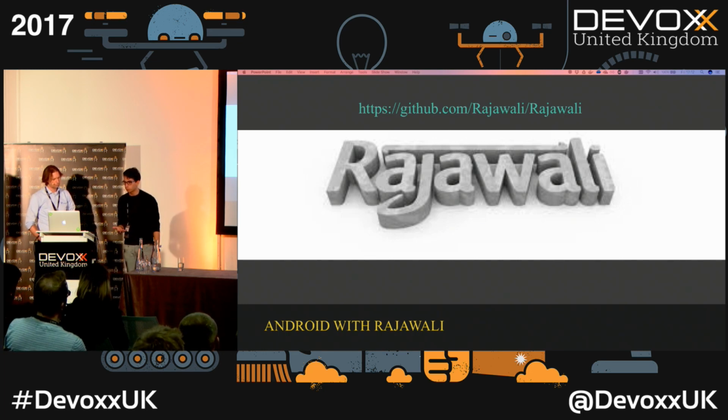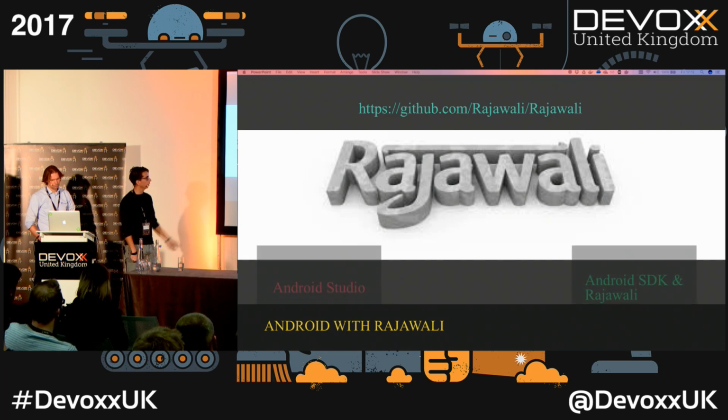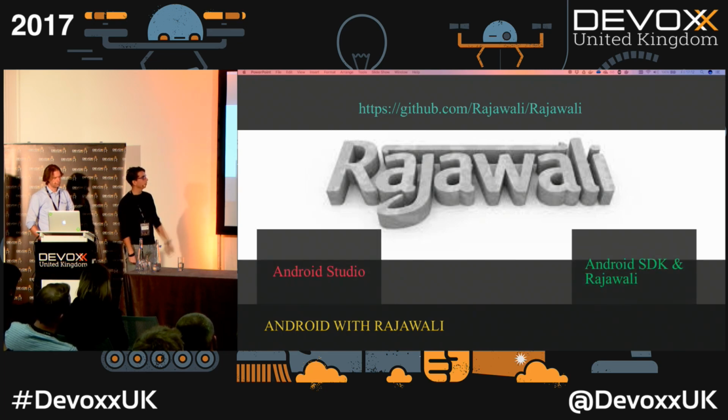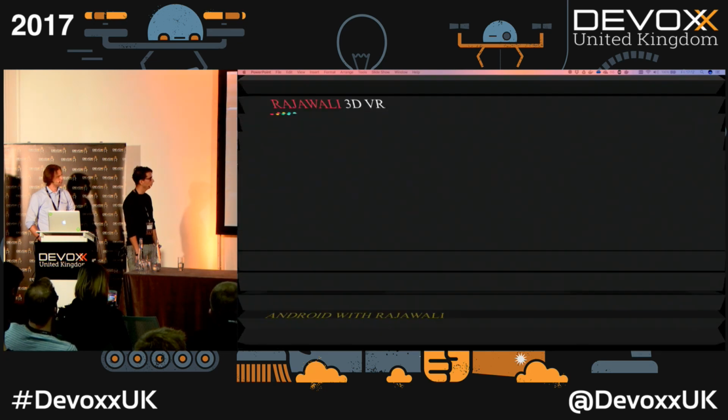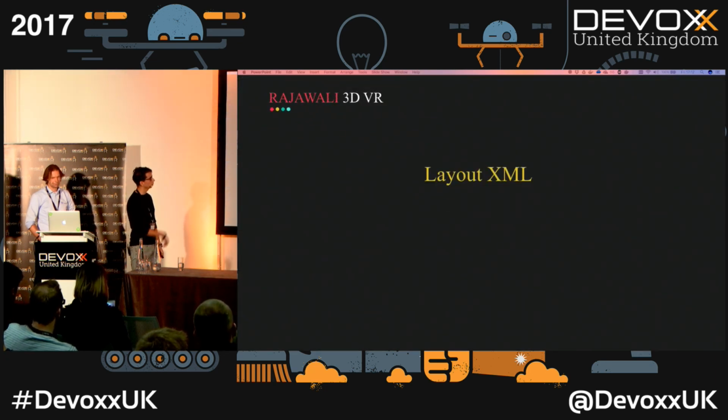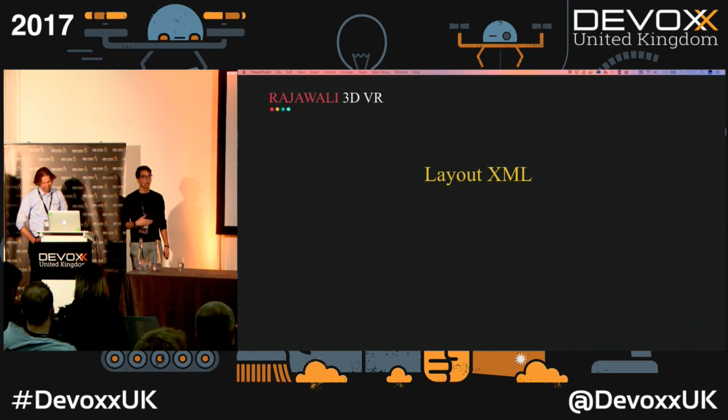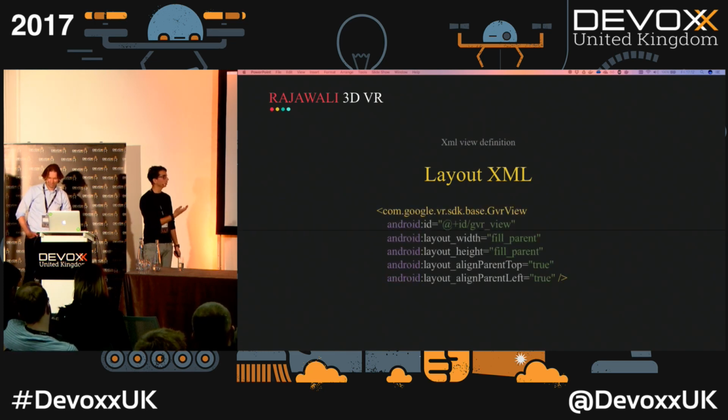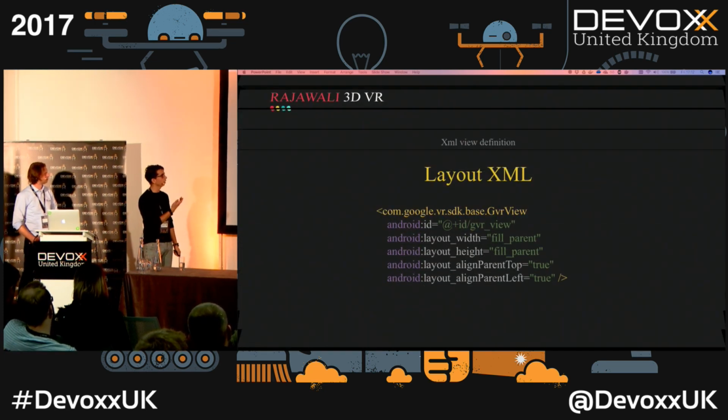Because I hated 3D so much, I decided that I needed to use something else, another framework, and that was Rajawali, which can be found here. We have an Android SDK and Rajawali in Android Studio. And actually, how this works is we have a layout XML, which looks exactly the same as the Cardboard one, by the way.